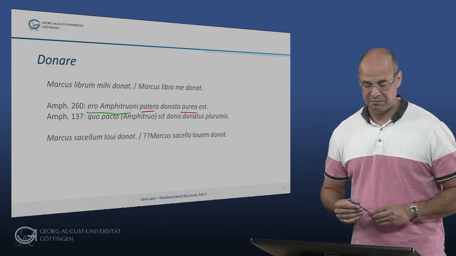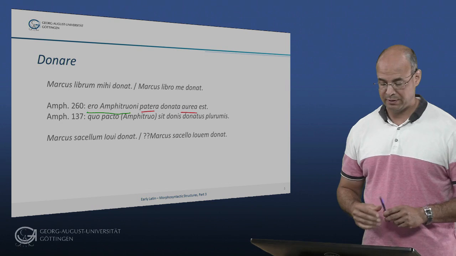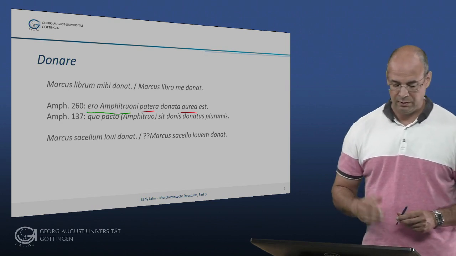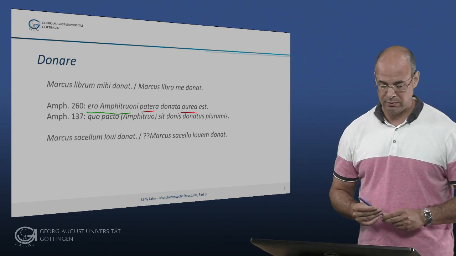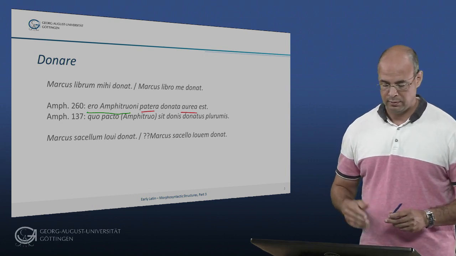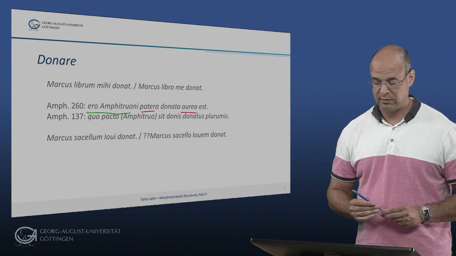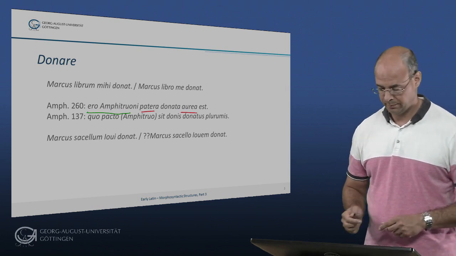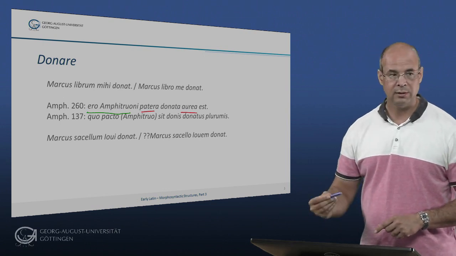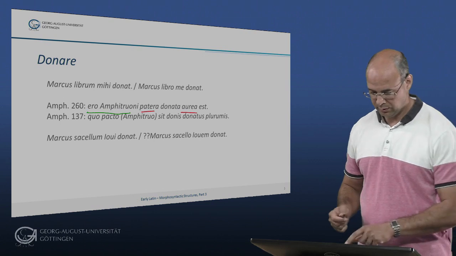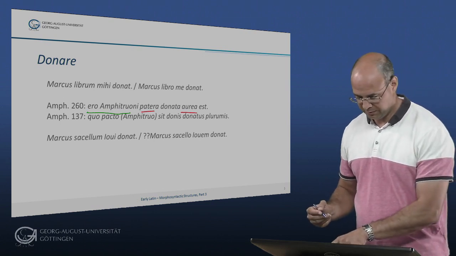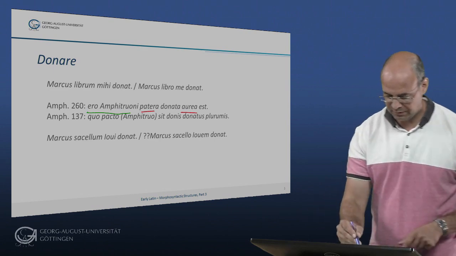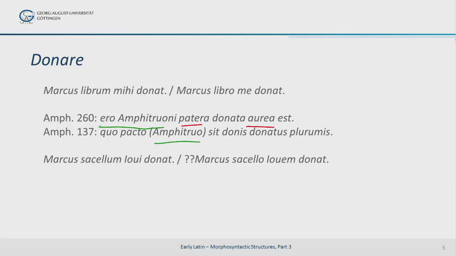But the same verb can be combined with a different verb frame, and we have in line 137, quo pacto Amphitruo sit donis donatus plurumis. So here we have an old accusative, a direct object, turning into a nominative. So here we have the recipient in the nominative, and the present stays in the ablative, donis plurumis.